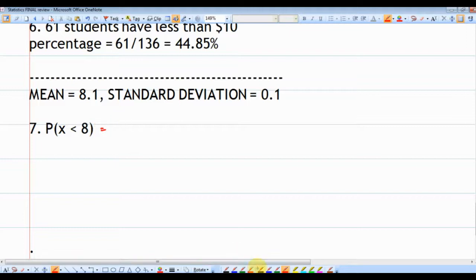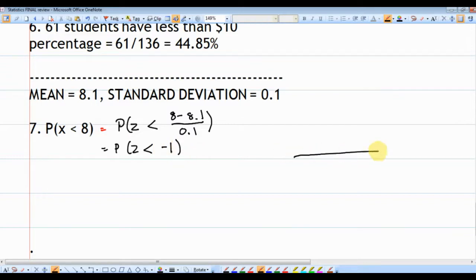Okay, this is going to be equal to the proportion of z-scores that are less than 8 minus 8.1 over 0.1. And that says the proportion of z that's less than -1. So you draw that z-score. You shouldn't need to use a calculator for this one. That's not the intention of this question.